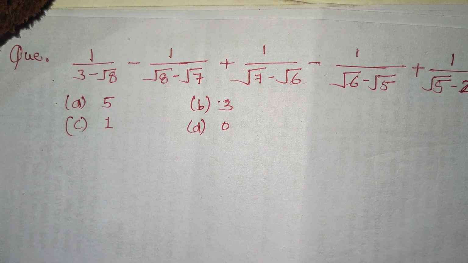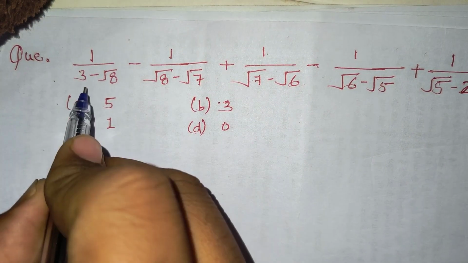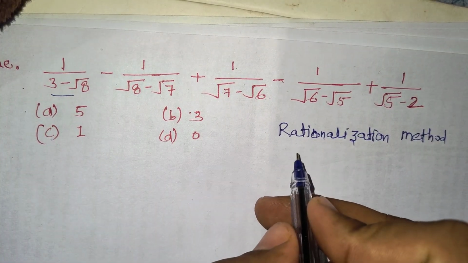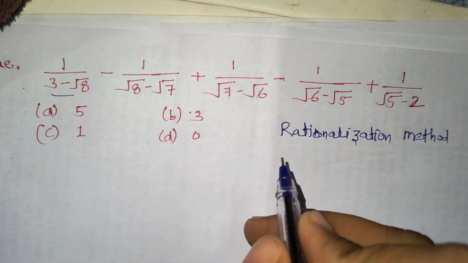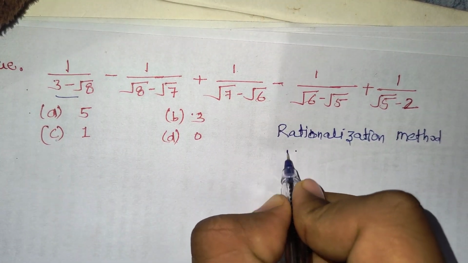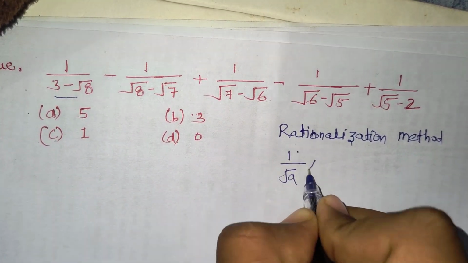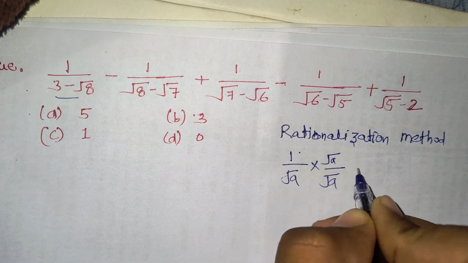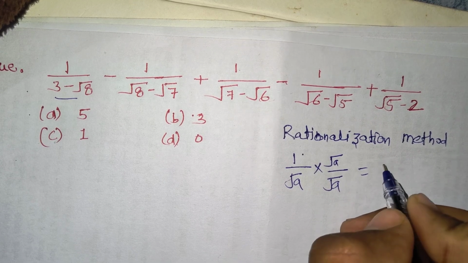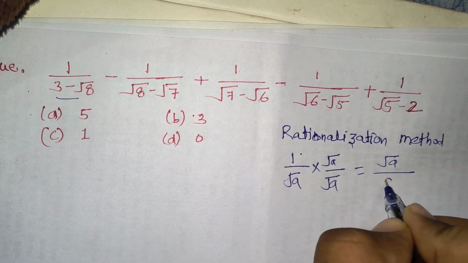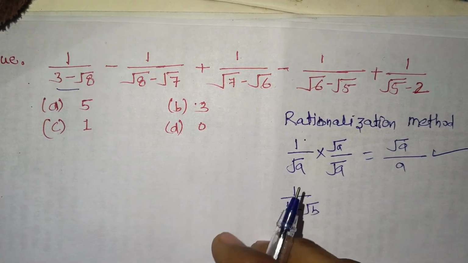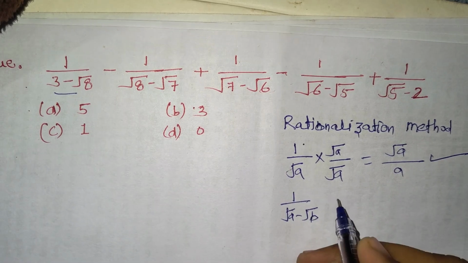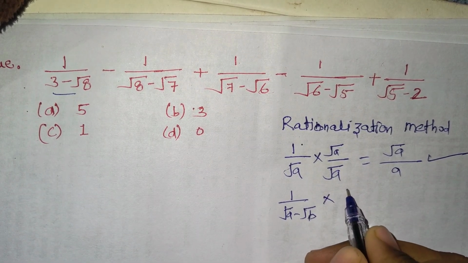In this type of problem, firstly you have to solve the denominator by the rationalization method. In Hindi, परिमेयकरण. In the rationalization method, we can solve this by multiplying the numerator and denominator by the same number. Now you can get root a upon a. In this type we have such type of question, then we can solve this by rationalization.